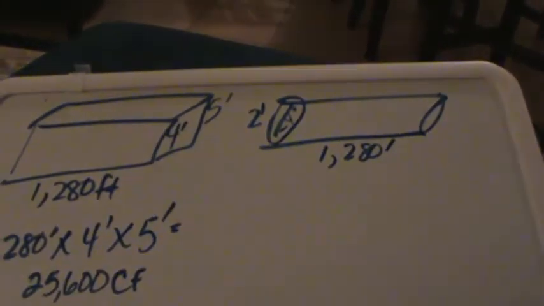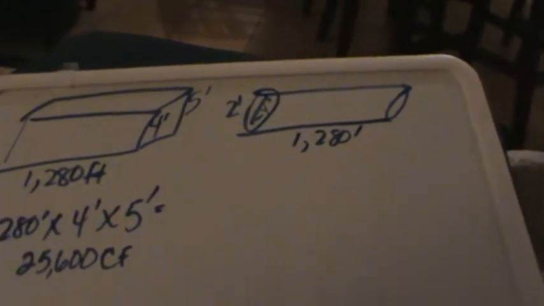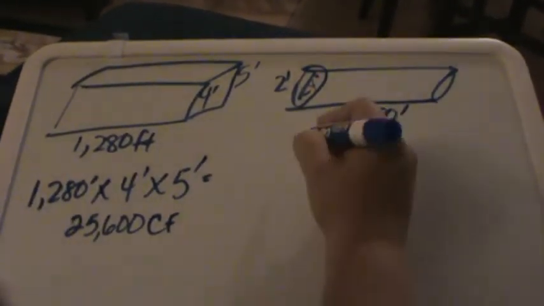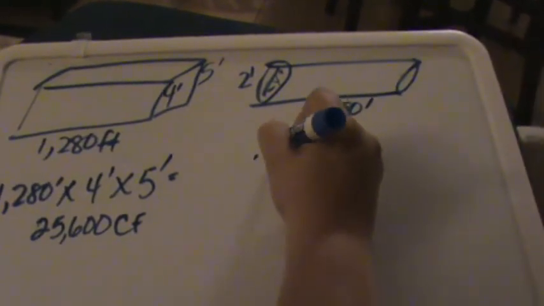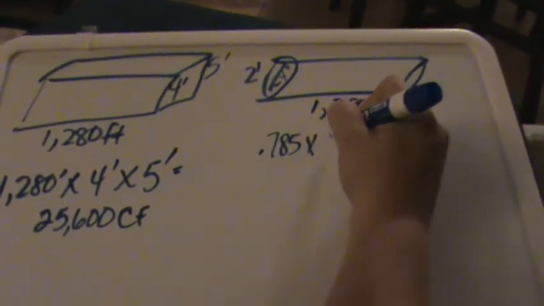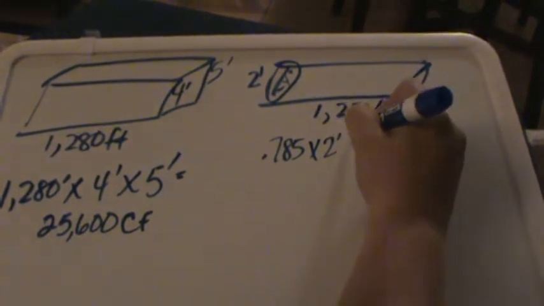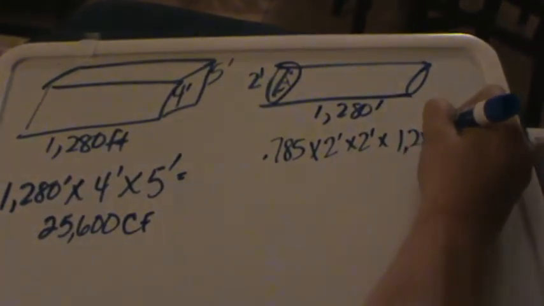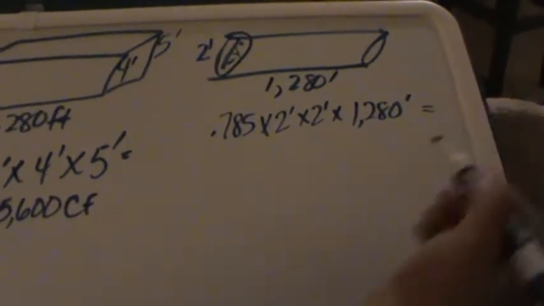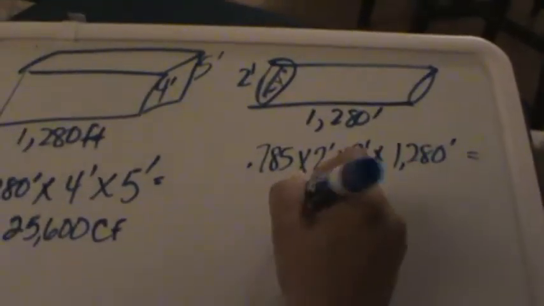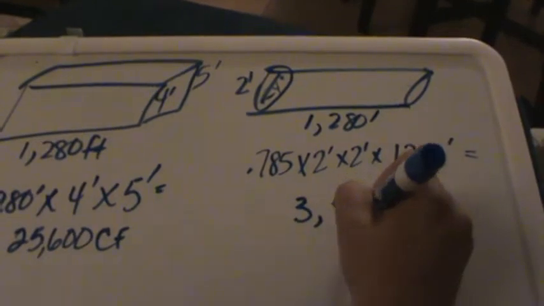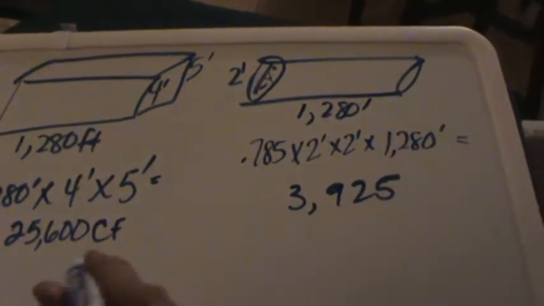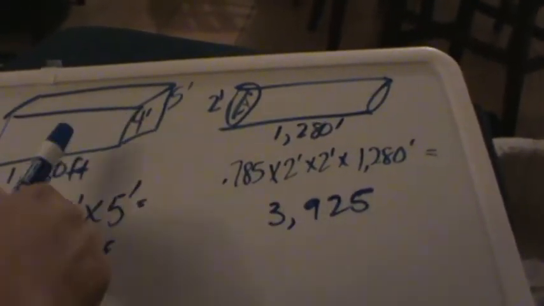So 2 feet there. Okay, so we're going to pop this into our formula, 0.785 times diameter squared, so times 2 feet squared, times the length, 1,280 feet. If I do the math, I end up with 3,925. And again, we're going to subtract the volume of the pipe from the volume of the trench.